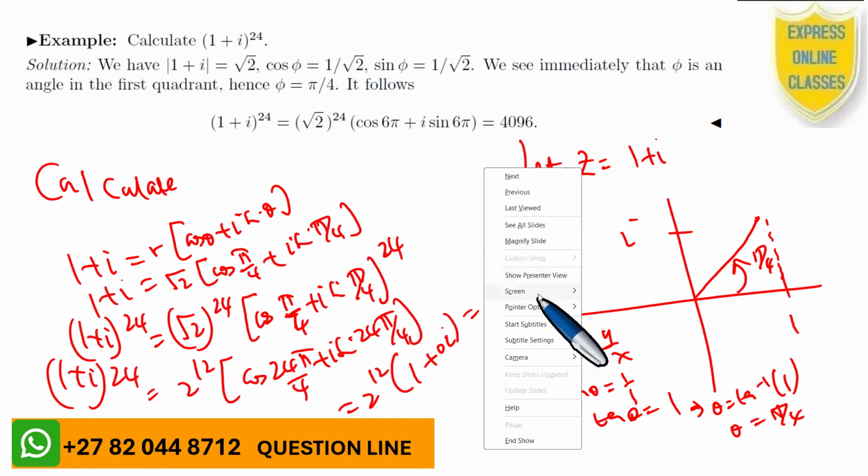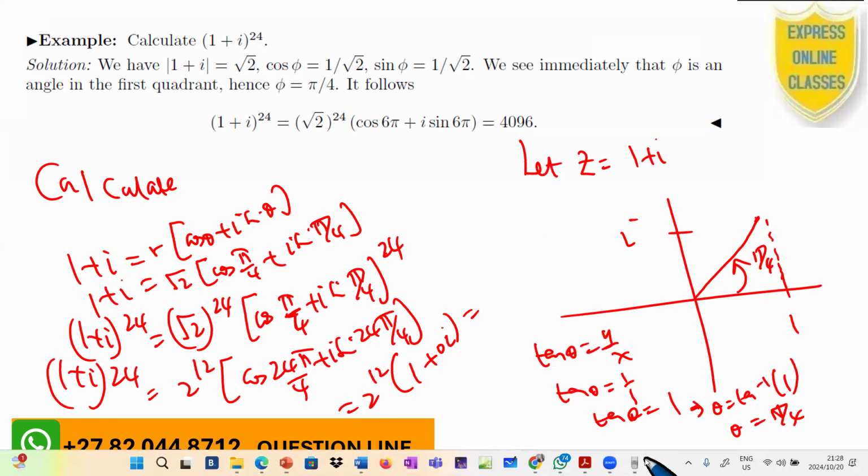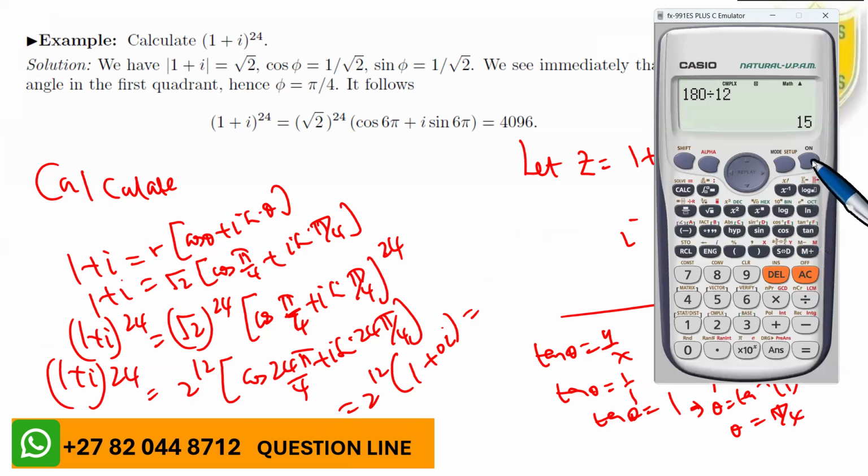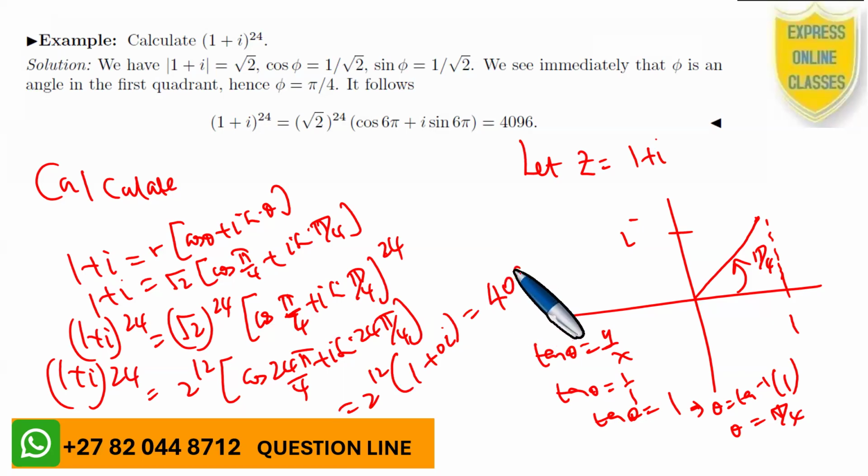And then 2 to the 12, let's just use a calculator for that one. All right, so you have 2 to the power 12, which is 4096. Okay, so that is the example.